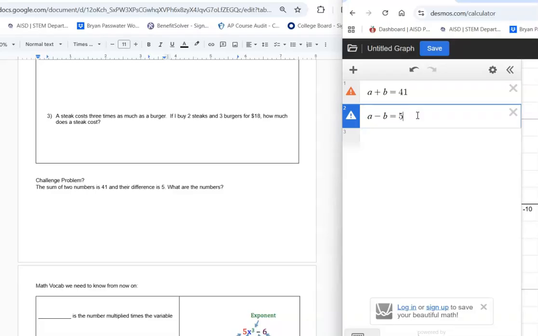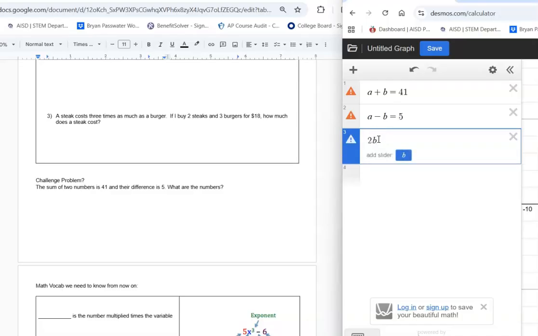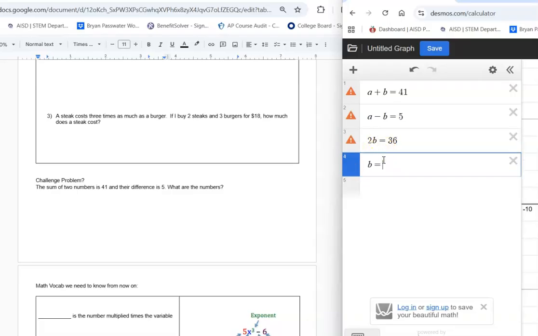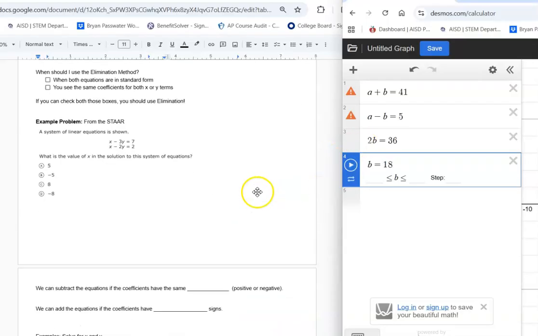And now, based on what I just taught you, you can easily do this. And you can actually choose between adding or subtracting. It doesn't really matter which one you do. I feel like subtracting. And by subtracting, that makes the A disappear. B minus negative B is 2B. And then if I subtract those, I get 36. And that means B is 18. And if B is 18, A is 23. Yeah, and that's how you do that one.